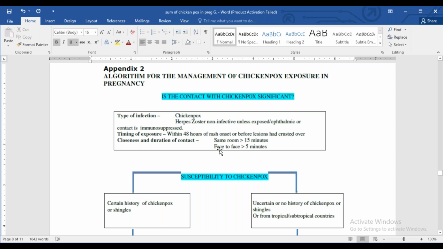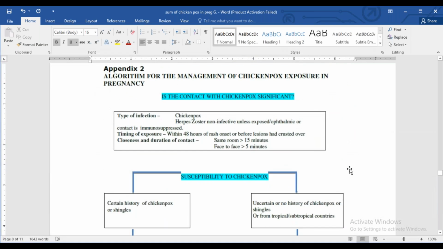Okay, and how close is she with this contact? As I told you, not the neighbor next door while she's crossing the door. It's not like this. The patient has to have significant exposure. This means she was in the same room for more than 15 minutes, like a teacher, or she had face-to-face contact for more than 5 minutes, like a mother and her child. This is what we define as significant exposure. So you have to ask about this before you put your patient on a fire.